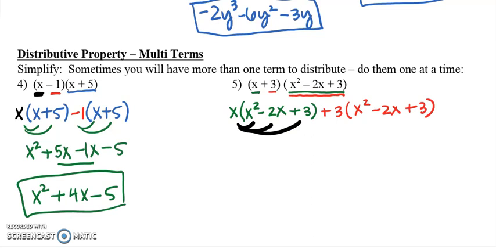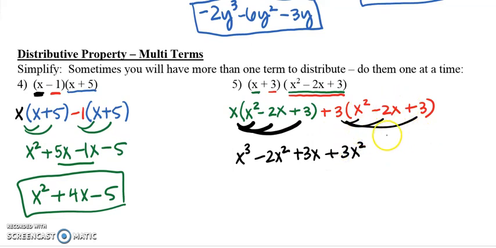So now I'm going to do this part. It was a little thick. Let me change that. So this is x cubed, and then x times negative 2x is negative 2x squared, and then x times 3 is 3x. And then here, same deal. 3 times x squared is 3x squared. 3 times negative 2x is negative 6x. And 3 times 3 is 9.